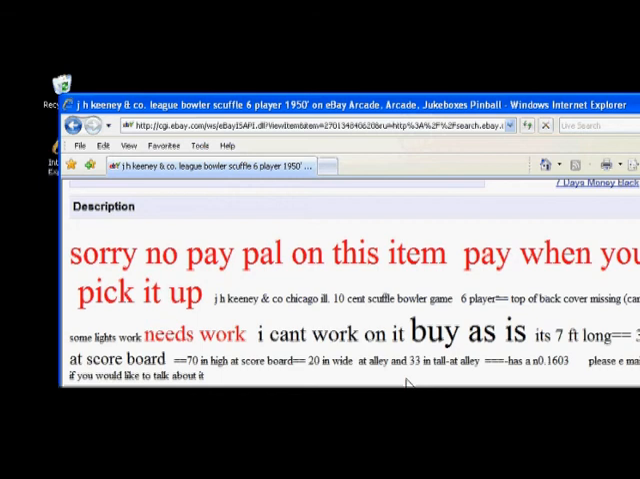This auction makes the seller look psychotic. They start off with large red letters, and then the size and the color changes for no reason.